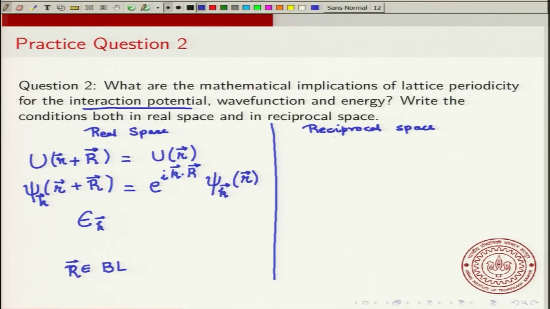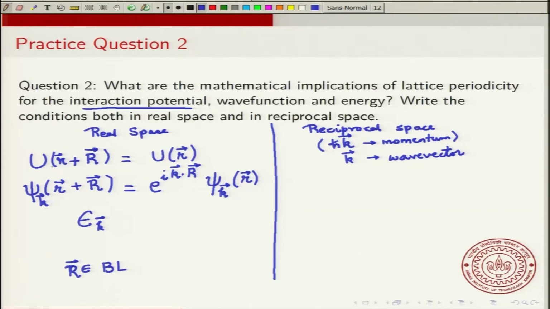Note that h cross k is momentum and k is a wave vector. So, up to a constant, this reciprocal space is either called k space or wave vector space or momentum space. Okay. So now what happens?